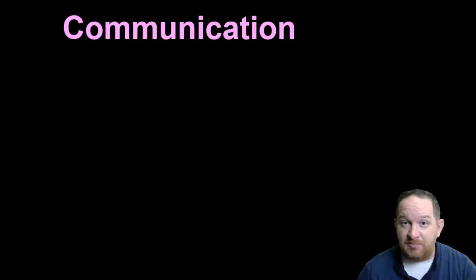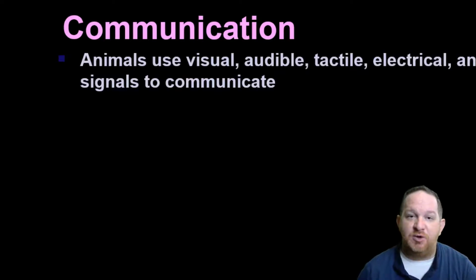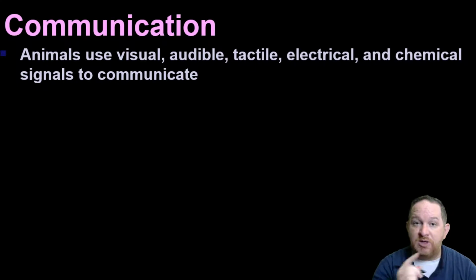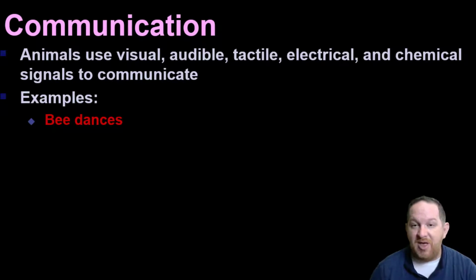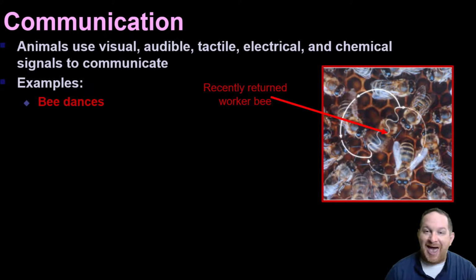Animals also communicate. This is a way of responding in our environment or responding to each other. So we have visual communication, audible, touch, tactile, and even electrical or chemical signals. The bee dance takes us back to the very beginning when I mentioned how bees actually communicate about food sources or maybe a patch of flowers.